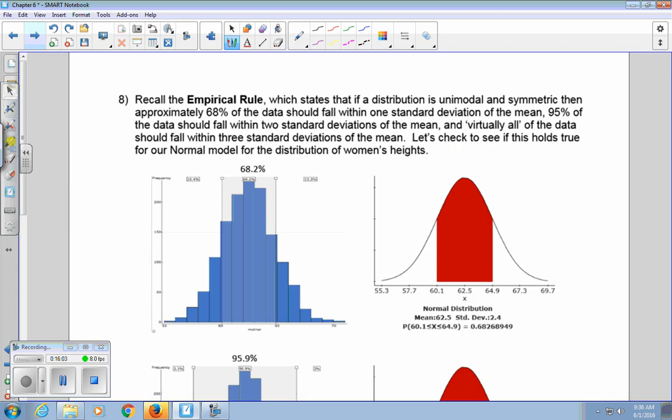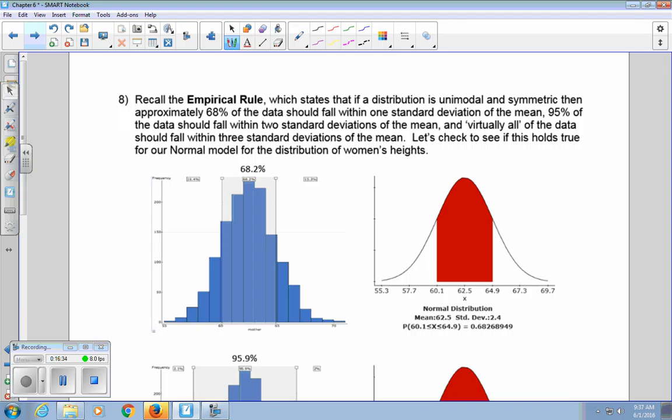So recall the empirical rule, which states that if a distribution is unimodal and symmetric, then approximately 68% of the data should fall within one standard deviation of the mean, 95% should fall within 2 standard deviations, and virtually all the data would fall within 3 standard deviations. Let's see if this holds true for our normal model for the distribution of women's heights.